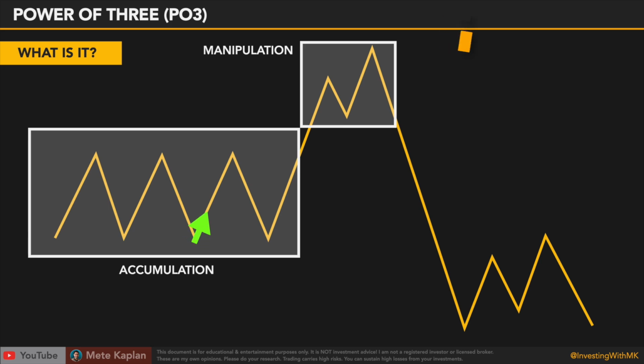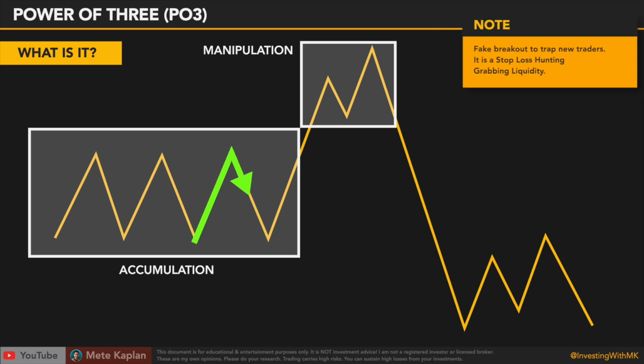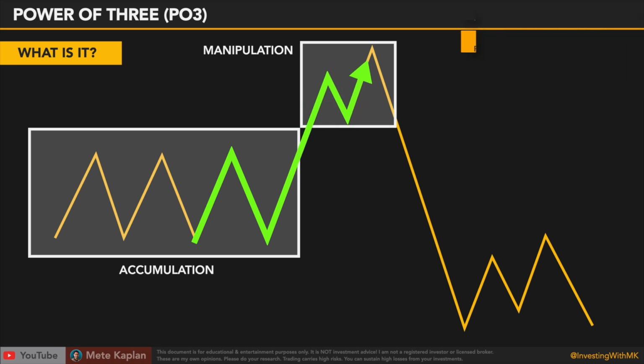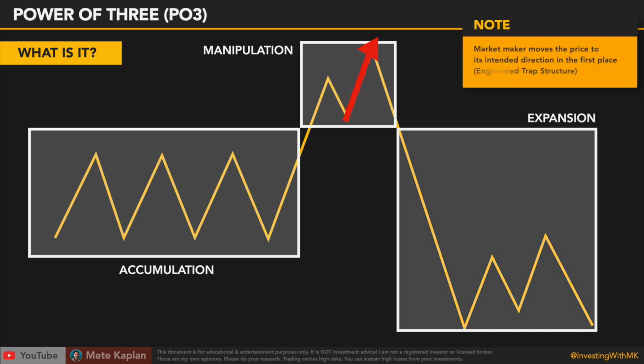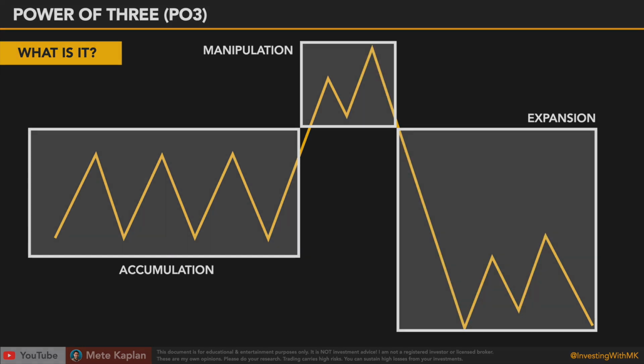The second phase is the manipulation phase. As the name suggests, faking a breakout to trap the beginner traders who just learned to trade breakouts. Finally, the expansion phase. Price finally moves to its true direction. Manipulation and expansion phases generally happen quickly. However, the accumulation phase generally takes a long time.